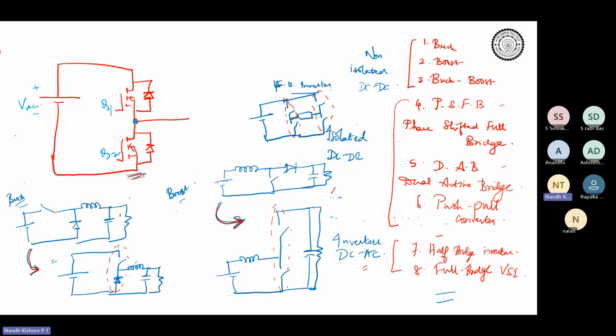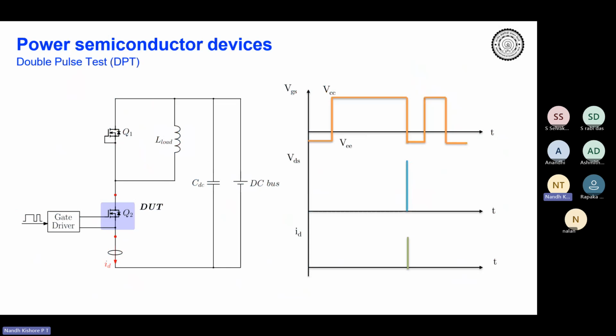You can of course interrupt me if something is unclear, but if this is fine, we can just go ahead into the double pulse test. So what is this double pulse test? This is the same DPT circuit redrawn over here. You have the plus DC over here, and then you have Q1 and Q2. So there are two devices over here, Q1 and Q2. You have the inductive load connected across Q1, and then you are feeding the gate pulses to Q2.